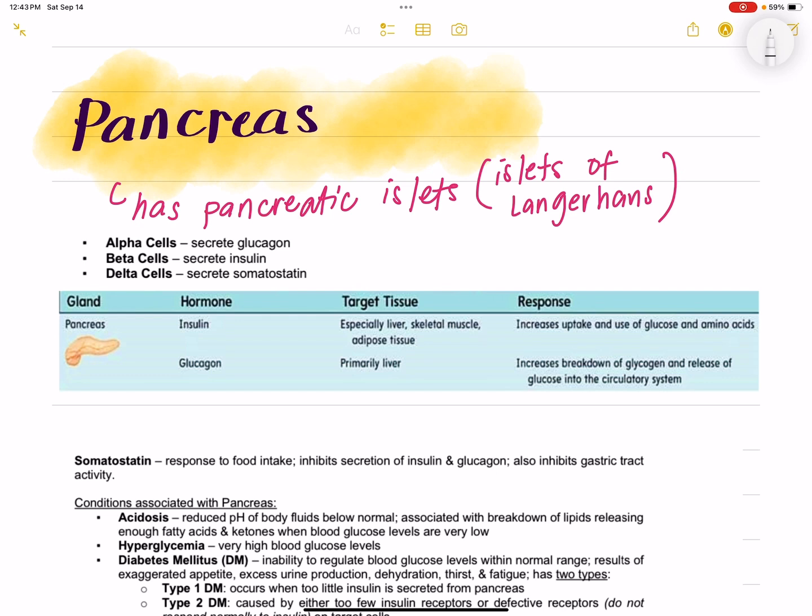Okay, so ang alpha cell secretes glucagon. Ang beta cell secretes insulin. And then, delta cell secretes somatostatin. Okay? So, ang pancreas, ang hormone sa ginasekret niya sina isang insulin kag ang glucagon. Targets ang insulin is especially liver, skeletal muscle, adipose tissue. Sa glucagon is ang primarily liver. Okay? So, response sang insulin is increases uptake and use of glucose and amino acids. And glucagon increase breakdown of glycogen and release of glucose into the circulatory system. Okay?